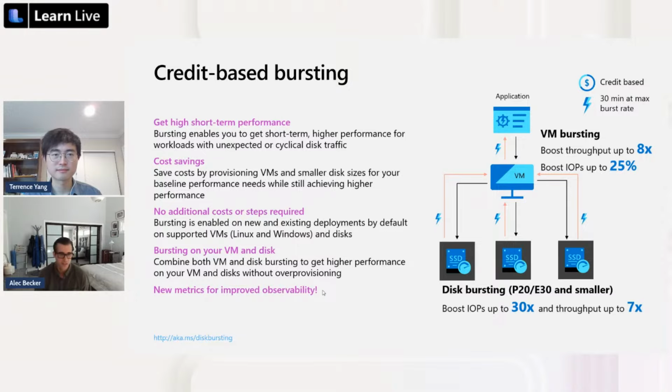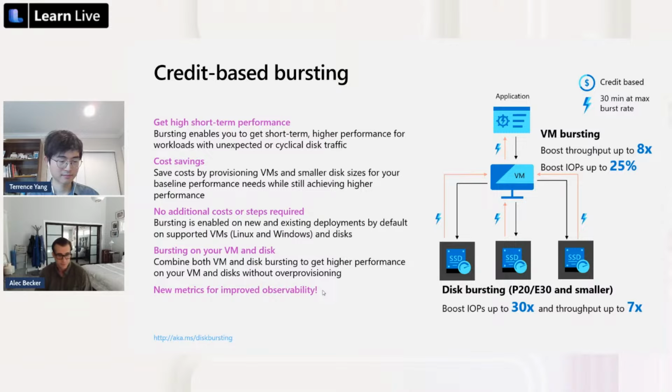This bursting is available on both our VMs and our disks. With VMs, we have VMs that allow you to get eight times the amount of IOPS that it normally does. And with our disks, we have boosts that can give you up to 30 times its IOPS and throughput up to 7 times its normal limits. This comes at no additional cost or setup. This is all enabled by default.